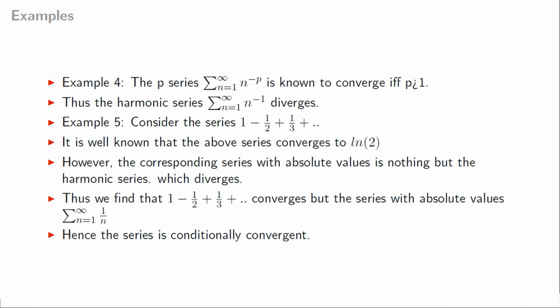Thus, we find that the original series, that is 1 - 1/2 + 1/3 - 1/4, converges, but the series with absolute values, which is the harmonic series, diverges. Hence, the series is conditionally convergent.